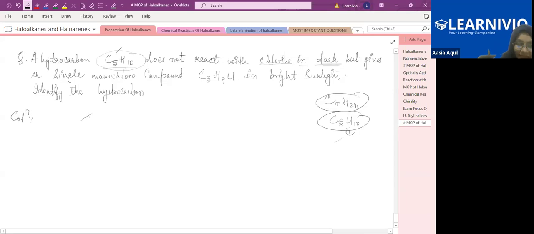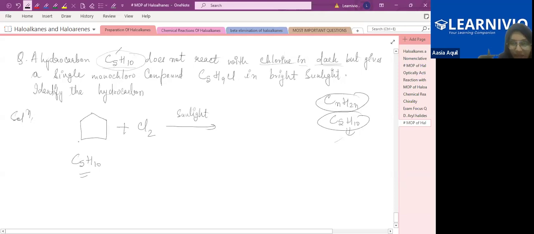If you draw the cyclic structure, C5, 1 2 3 4 5, it is again the structure C5H10. Its molecular formula is C5H10. Cyclopentane. In cyclopentane, if it is a cyclic structure, when you do the chlorination, when you treat it with Cl2 in the sunlight. C5H10 does not react with chlorine in dark.